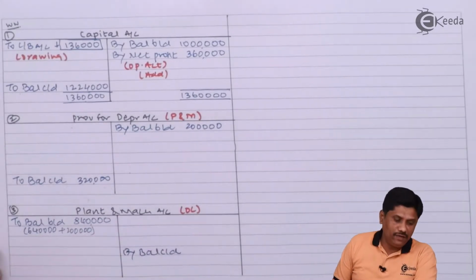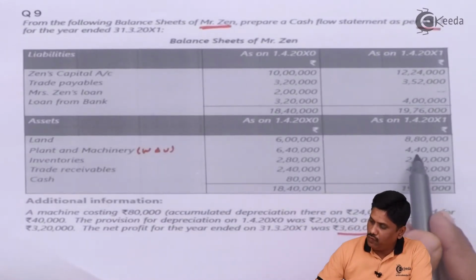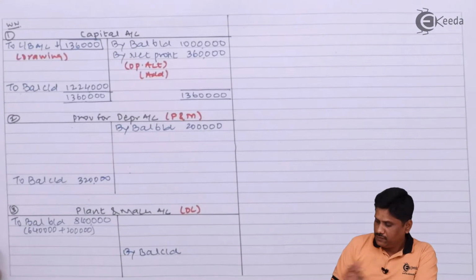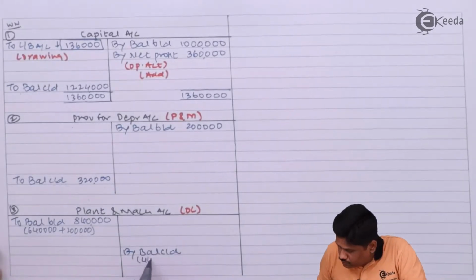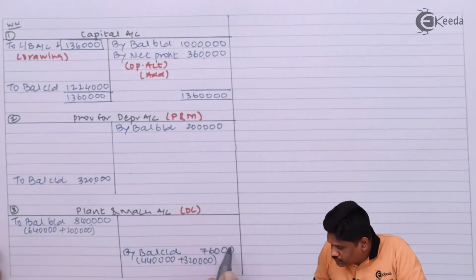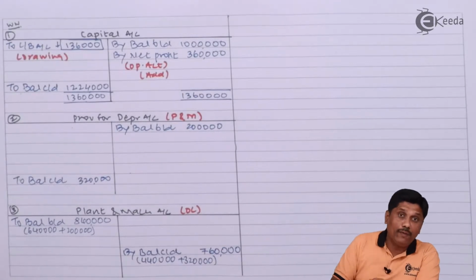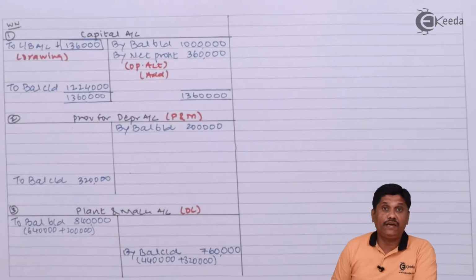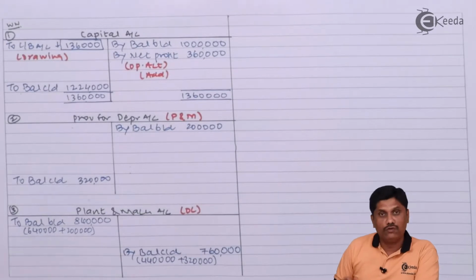By balance carried down, in the similar manner, I will find out. Closing balance of plant and machinery, they give you 4,40,000, which is WDV. It will be added with PFD. This is 760. I hope you have understood. PFD is given, asset will be kept at original cost. You were given WDV in the balance sheet, but I derived the original cost because in this kind of example, it is better to prepare provision for depreciation account and plant and machinery account, both accounts, not WDV.